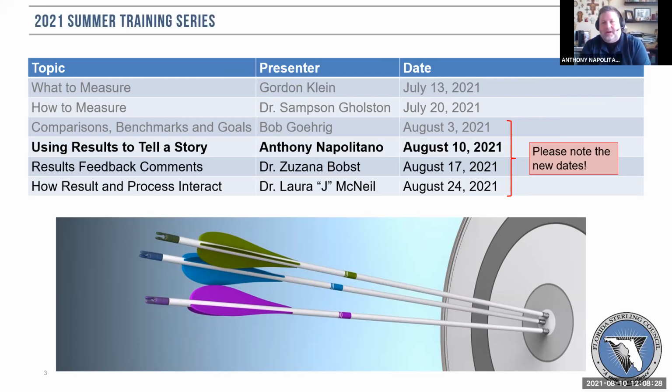Going through again what we've done so far. First, we talked about what to measure. Gordon did a great job taking us through how to determine what you should measure. Then Dr. Golston Sampson came in and told us how we should measure that, with tips for getting a good measure that you can use and that is actionable. Last week we had Bob come in. Bob taught us about comparisons, benchmarks, and goals, so that after we've measured, we could figure out how well we're doing in comparisons. Today I'm going to talk to you about using your results to tell a story. To do that, I'm going to teach you about trends and segmentation.